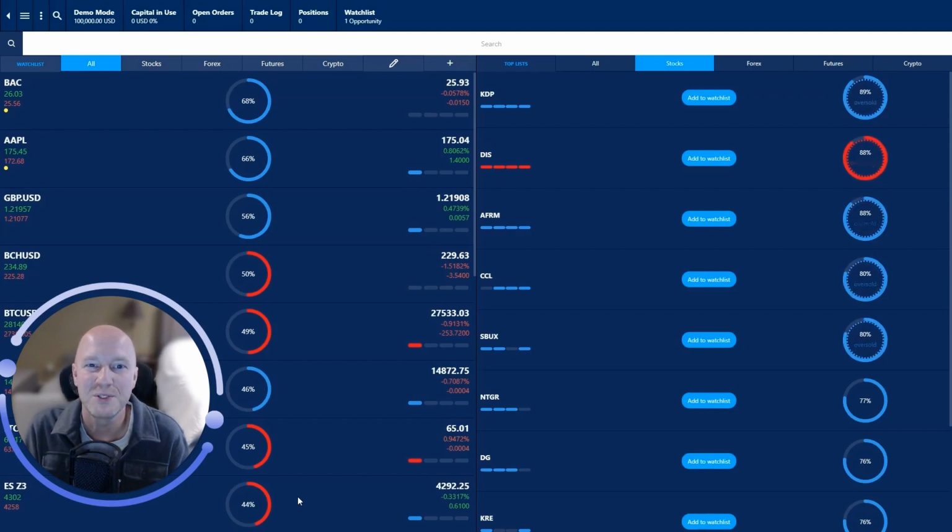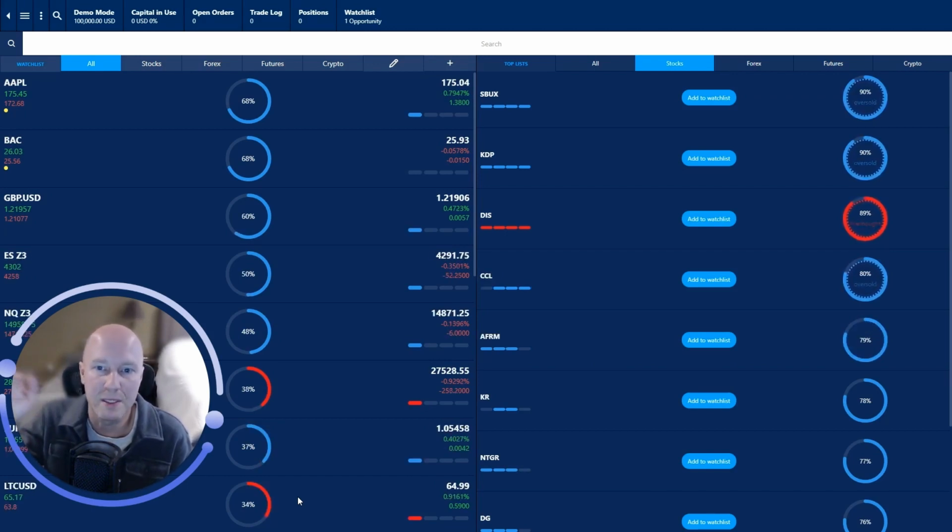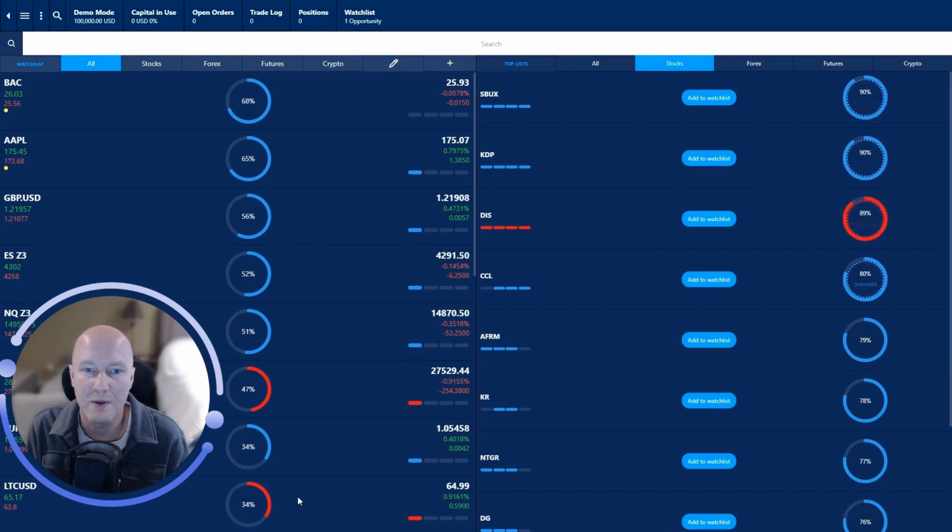So I've recorded a few trades that I've made today using the demo mode to demonstrate. When I open the app, this is the watch list and the top list. You can see that I have a mix of securities, Forex, futures, and crypto here, and I can watch them all at once. You don't have to worry about them getting lost in the list, because the better the trading opportunity, the higher it'll climb up on the list, when you have things sorted by opportunities, which is the default.